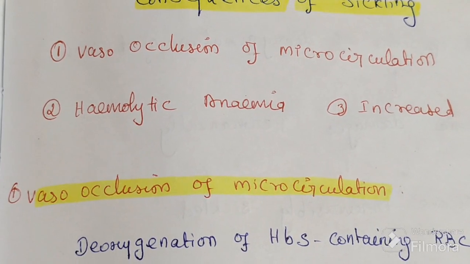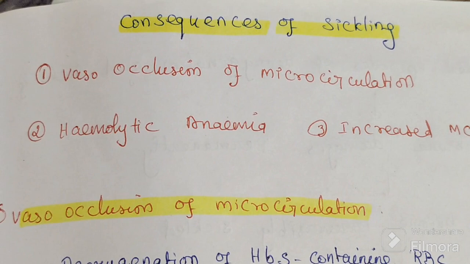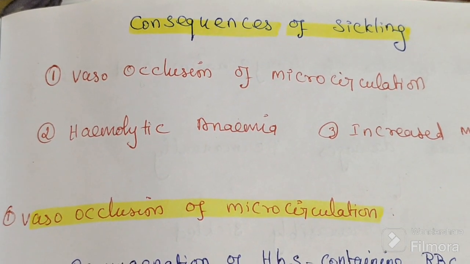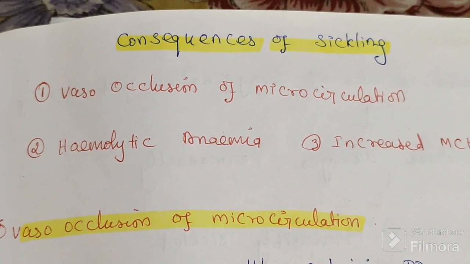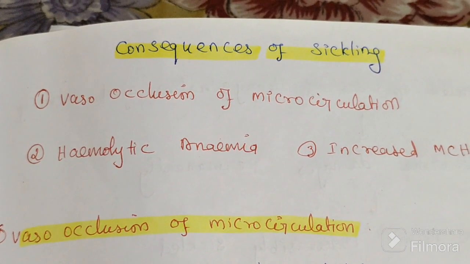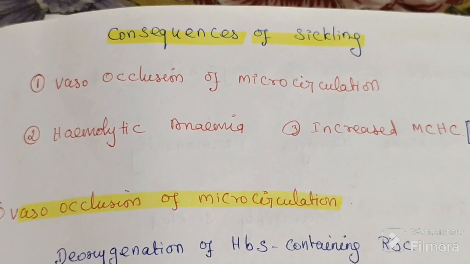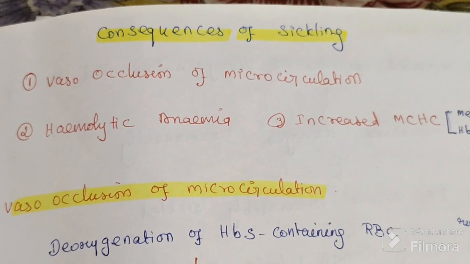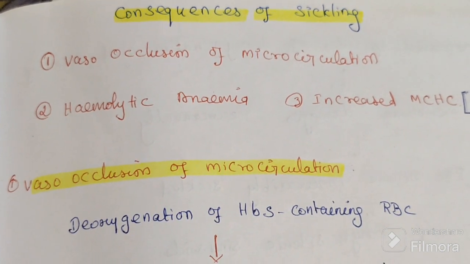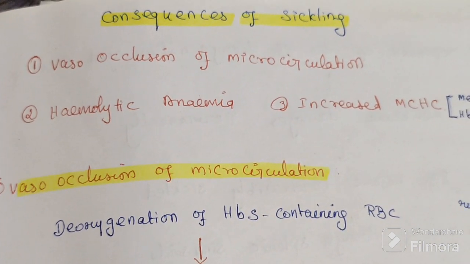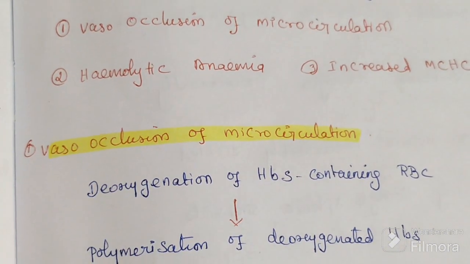Now we will see the consequences of sickling. The RBC, which is circular biconcave, is replaced by a sickle-shaped cell. Now what is the problem in that? It leads to three problems in the human body. First one, it leads to vasoocclusion.